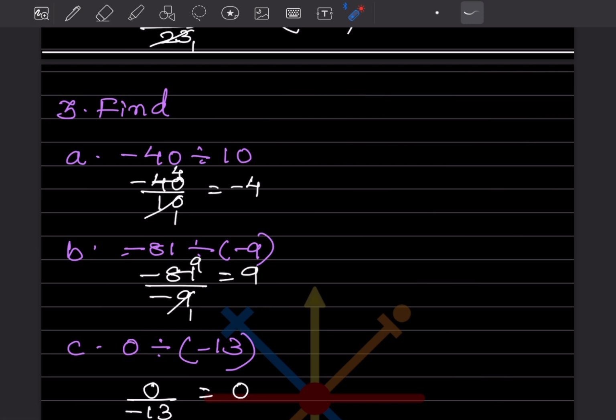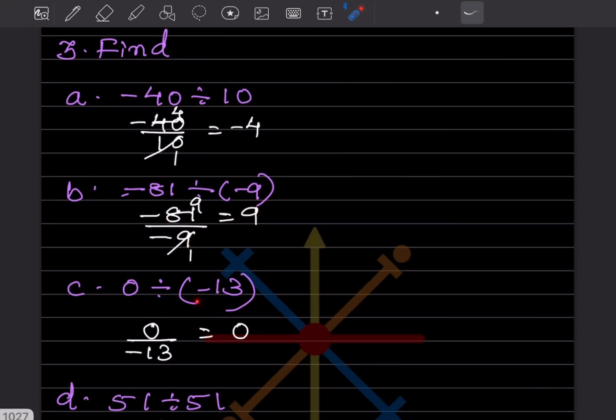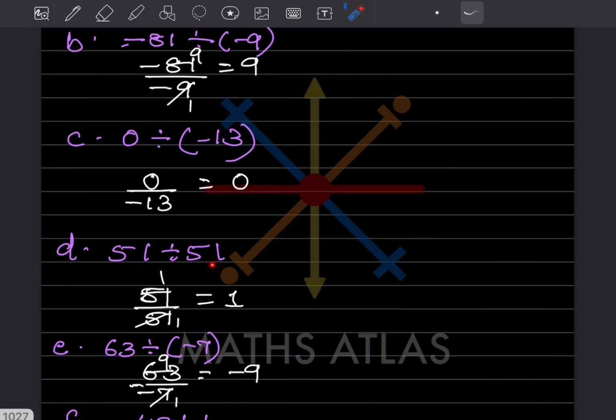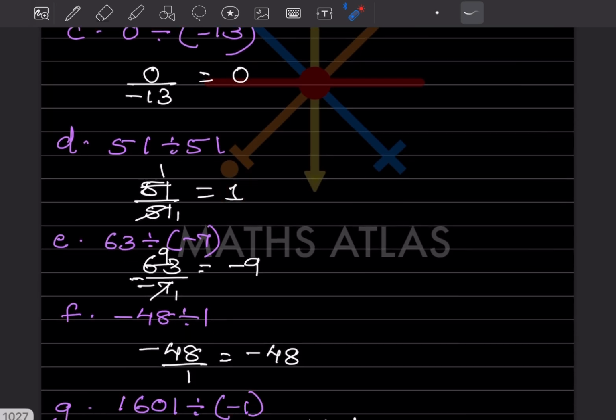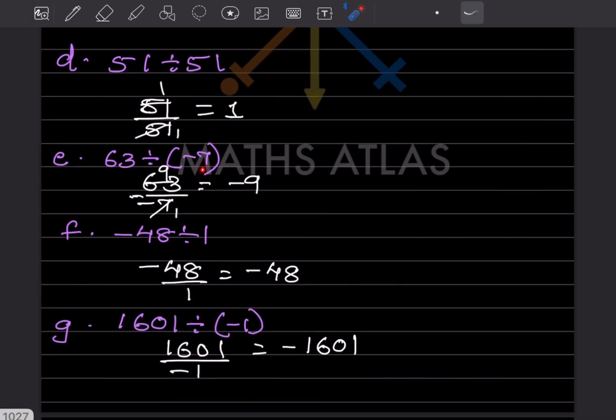Fine. Minus 40 divided by 10. So this is going to be minus 4. Minus 81 divided by minus 9, that is going to be 9, because minus divided by minus becomes plus. 0 divided by minus 3, this is going to be 0. 51 divided by 51, that is going to be 1. 66 divided by minus 7 is going to be minus 9.